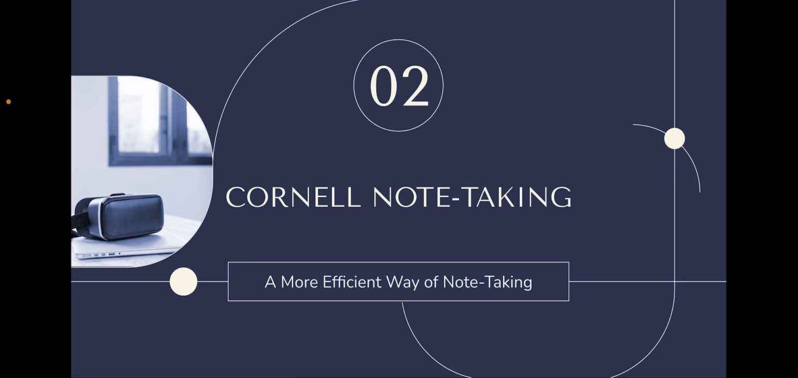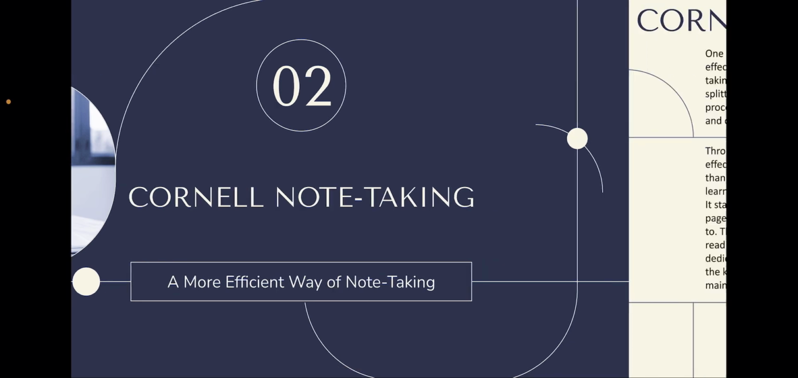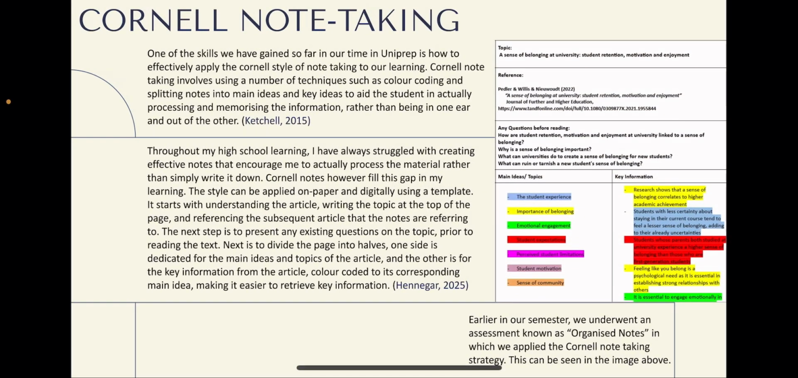Cornell note-taking, a more efficient way of note-taking. One of the skills we have gained so far in our time in Uniprep is how to effectively apply the Cornell style of note-taking to our learning. Cornell note-taking involves using a number of techniques such as color-coding and splitting notes into main ideas and key ideas to aid the student in actually processing and memorizing the information, rather than being in one ear and out of the other.